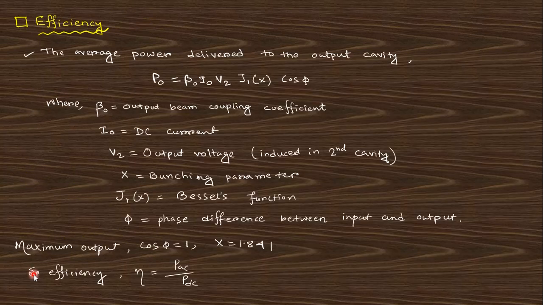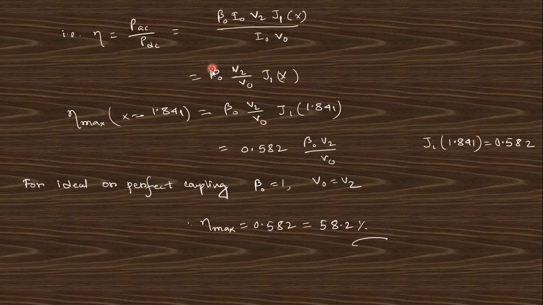If you want to find the efficiency, this is the power, and J1 is the Bessel function, cos phi, this is the bunching parameter and so on. If you put in these values, the maximum power output will be like that, and you get the efficiency, that is 58.2%. This is the theoretical efficiency for the klystron; practically it will be 30 to 40%.